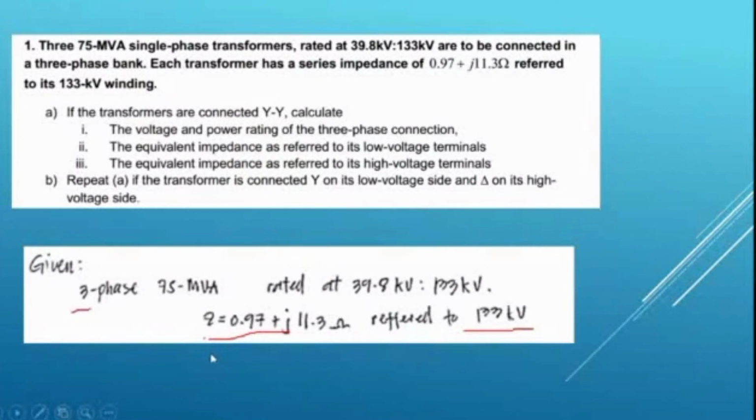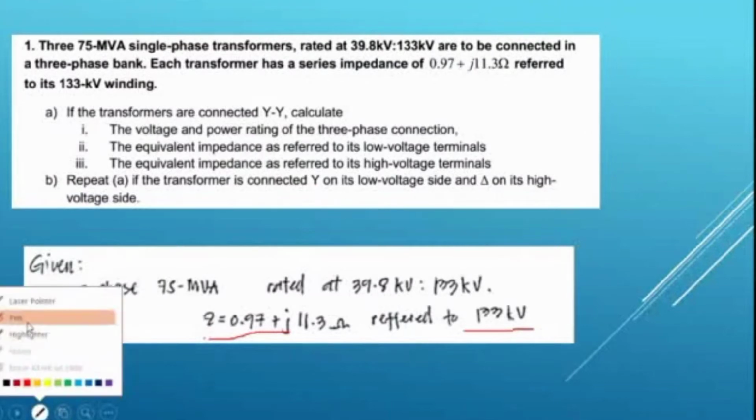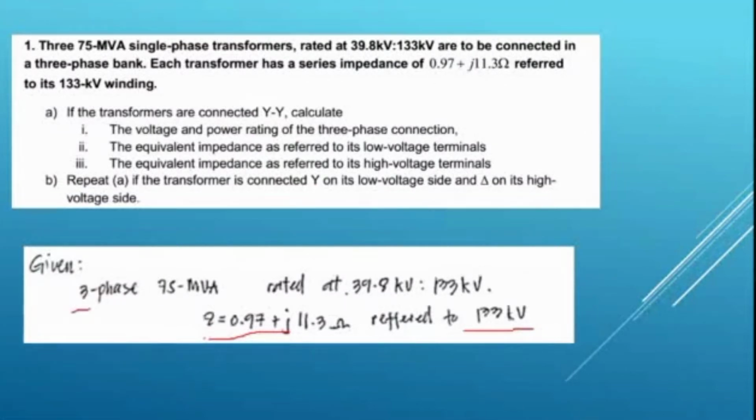So we have given here a three-phase bank of 75 MVA transformers rated at 39.8 kilovolts, 133 kilovolts. Each transformer has an impedance of 0.97 plus j11.3 ohms referred to the 133 kilovolts winding.